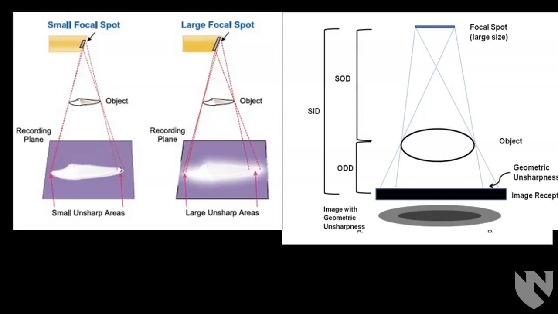So with a small focal spot, the beams that are coming off of that focal spot are only going to create a small amount of blurring, whereas with a large focal spot, what's seen by the object basically creates more blurring.